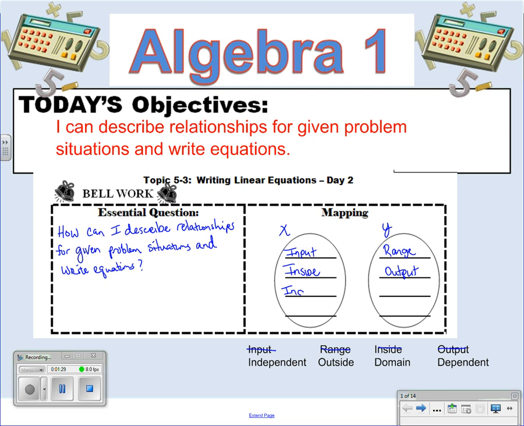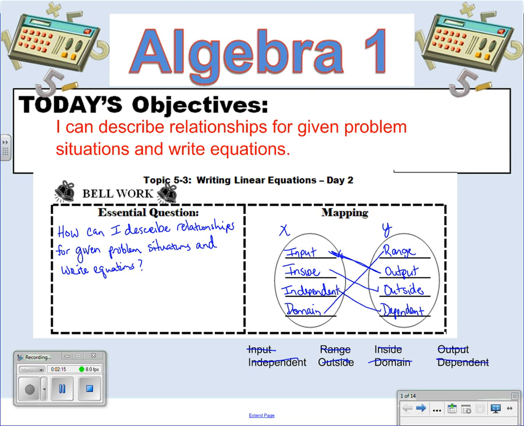Independent is an x. Outside is y. Domain goes with an x. And dependent goes with y. In order to be a complete map, we have to show where we're starting and where we end. So our x input corresponds with output in the y. Inside corresponds with outside. Independent corresponds with dependent. And domain goes with the range. Our map is now complete.